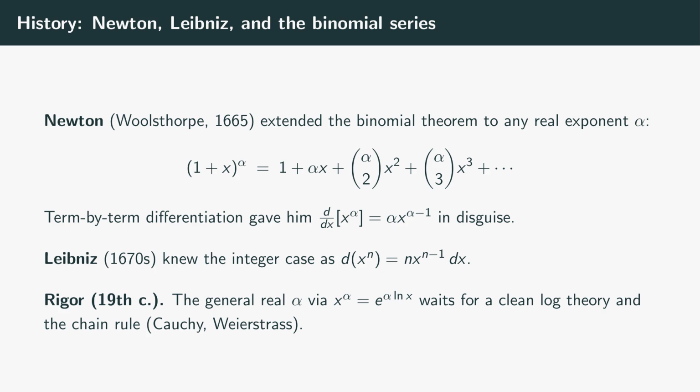Term-by-term differentiation of that series, which Newton did freely without anyone able to justify the move, gave him the power rule for all real exponents. He had the answer in the late 1660s, he just couldn't defend it.